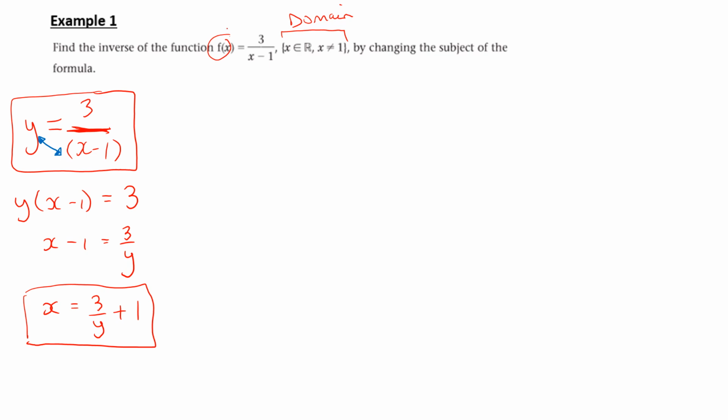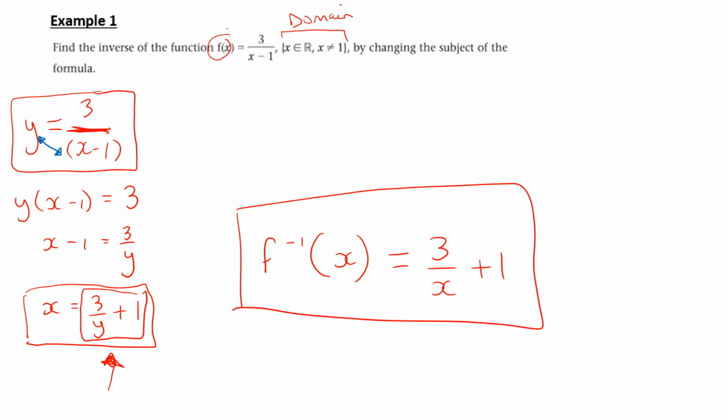Well, the inverse, remember the notation we use is this. And my answer is practically in this box. It's going to be this part, 3 over y plus 1, but we don't write our answer in terms of y, we're writing our answer in terms of x. So if I just, instead of writing a y, if I just write an x instead, then I've got my final answer. This is the inverse.